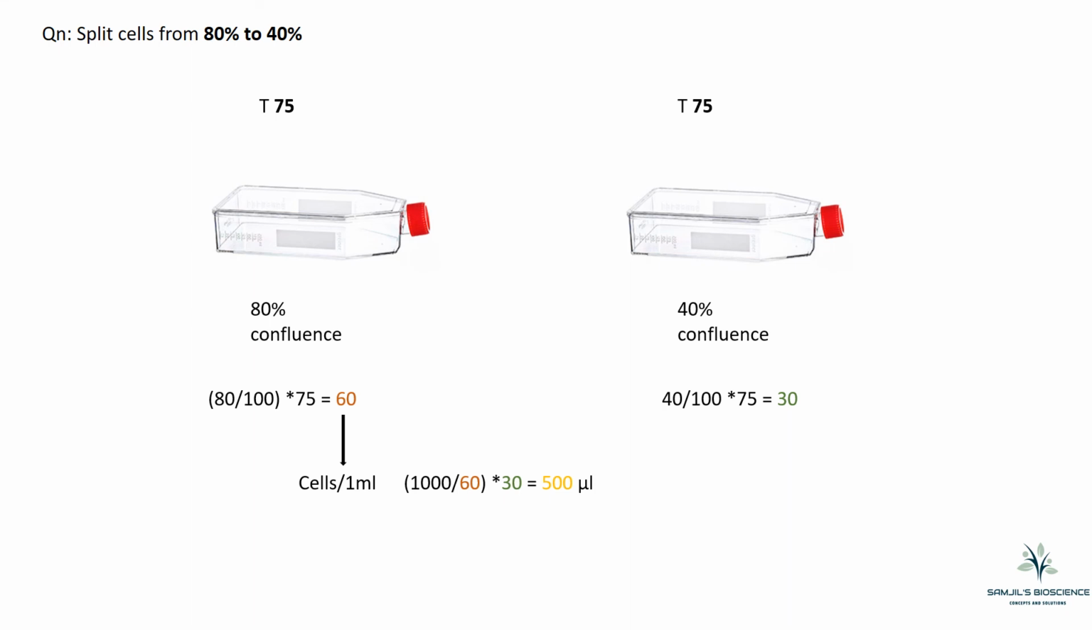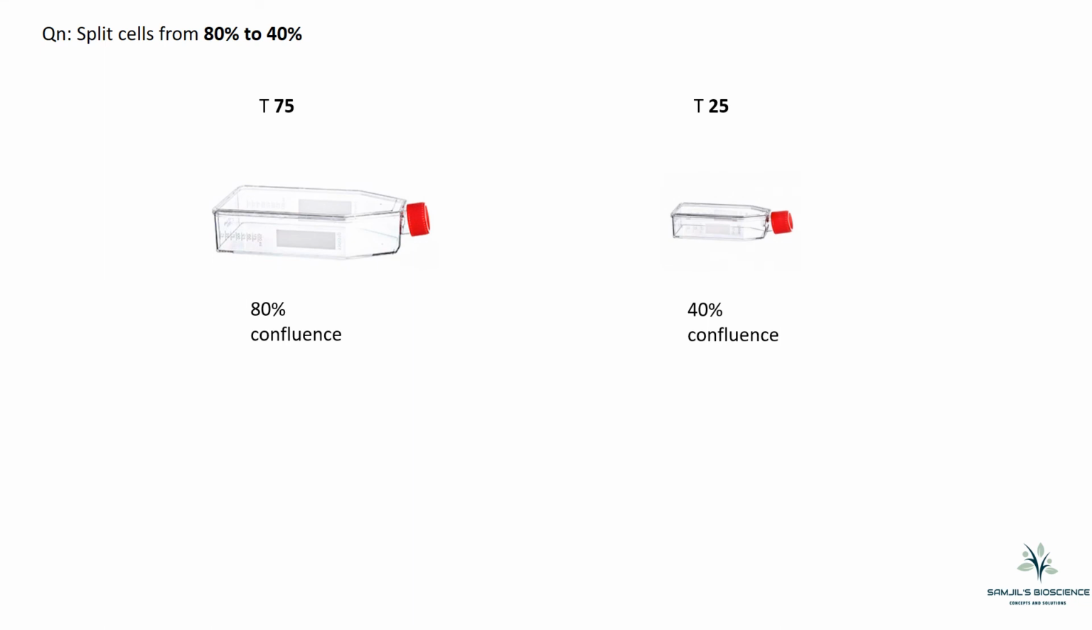Now I give another example to make it clear. The earlier one was easier. You calculate the same way. Now you have the T75, 80% confluence. The only difference is you want to seed it into T25. T25 means the surface area is 25 centimeters square. You do the calculations in the very same way. You have 60 centimeters square occupied, whereas you want 10 centimeters square to be occupied. So you do the same thing.